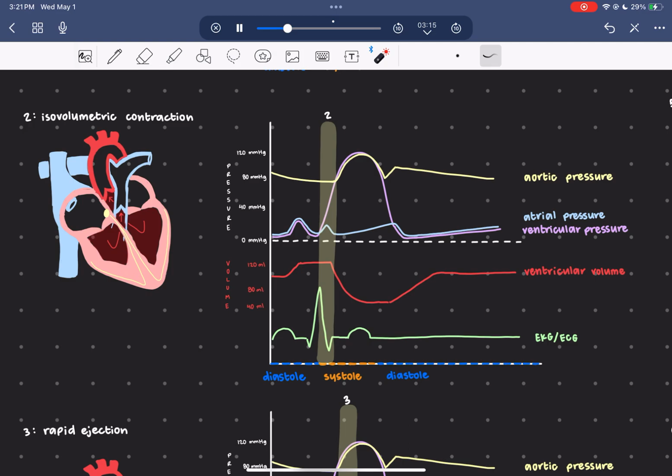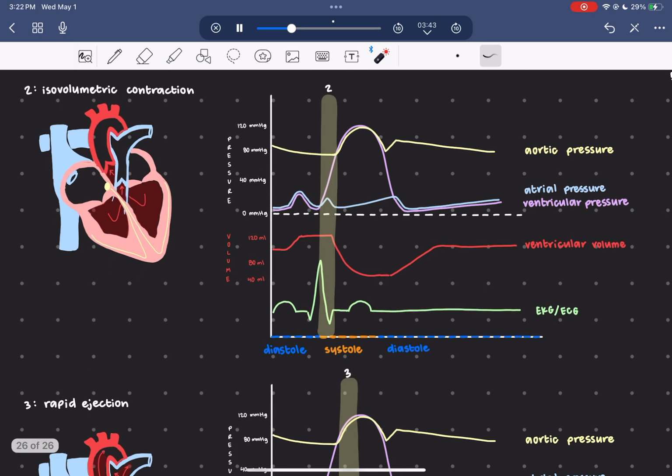But we are going to see a bit of a rise in atrial pressure, and that is still due to the blood pushing on the atria. But we're going to see a huge spike in ventricular pressure because that blood is pushing up against our valves. And then we're also going to see still not much going on with aortic pressure, just because the blood isn't in the aorta, so there is no pressure pushing on it.